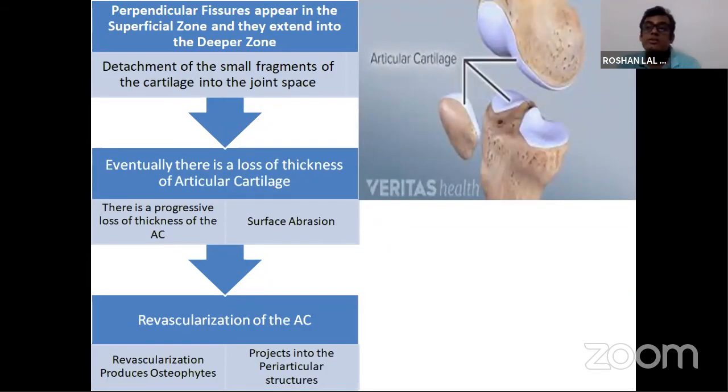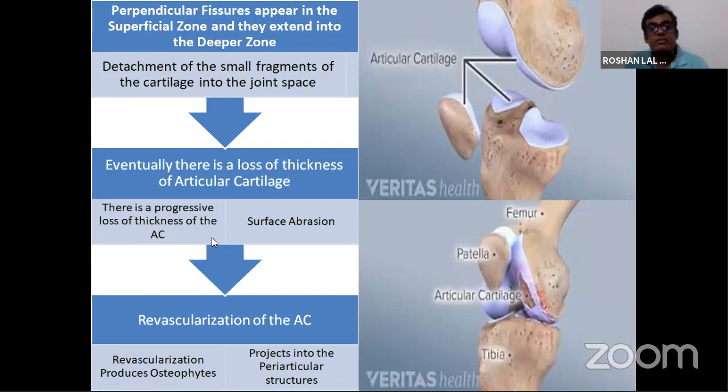Now the water concentration in the cartilage is increased. Therefore, small fragments of the cartilage detach from the superficial zone of the cartilage, and these small fragments enter the joint space where they are eventually degraded. Because some part of the cartilage is detaching in the form of small fragments, there is eventually loss of thickness of articular cartilage. The normal thickness is reduced in the process of degeneration.